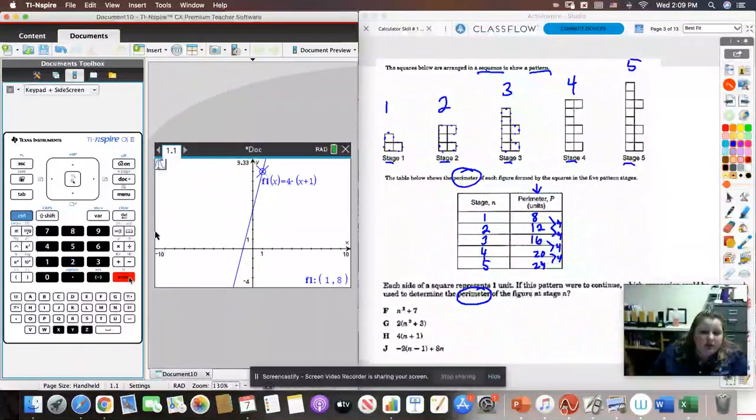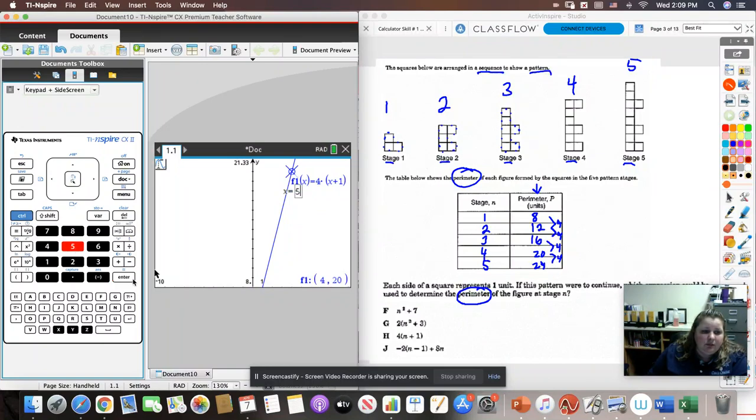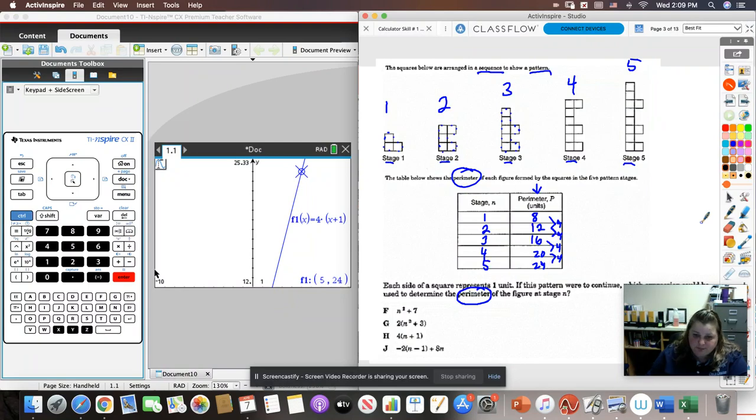Type in 1, enter. Output 8, that's correct. 2, outputs 12, that works. 3, outputs 16. 4, outputs 20. And 5, outputs 24. So that was the correct answer. If any of them are wrong, then it's not the right answer.